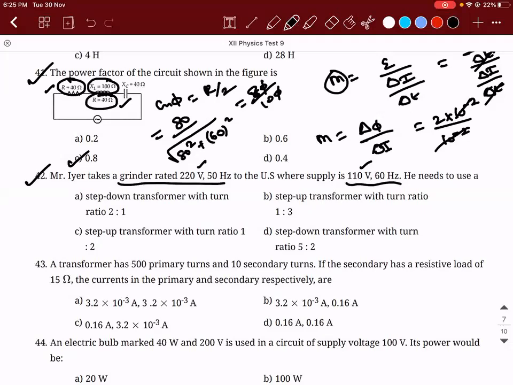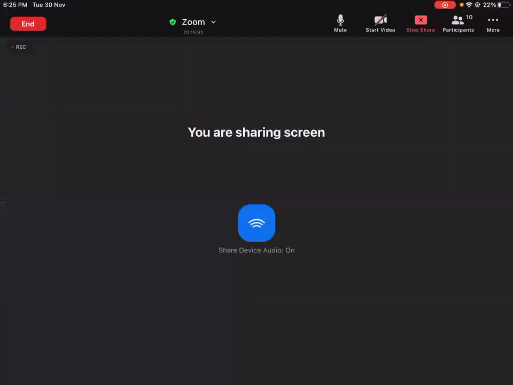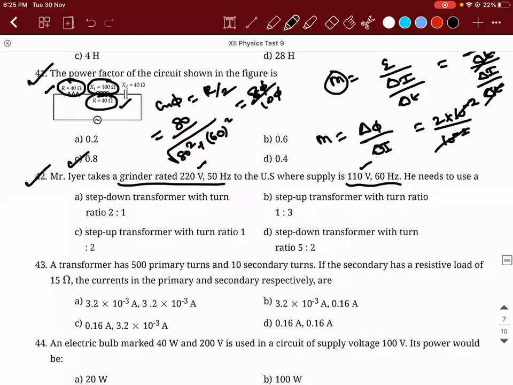Guys, are you there? Yes, sir. Okay. So Mr. Iyer takes a grinder rated 220 volt. In US, what is he supposed to do? In US, the voltage that is coming is 110. So he needs to increase it, right? So that this grinder is able to work. You're able to understand, guys?